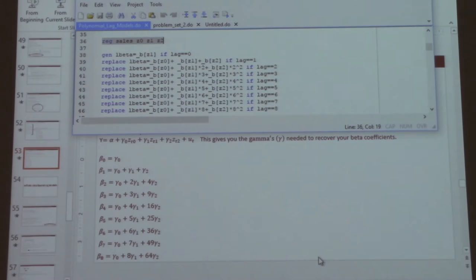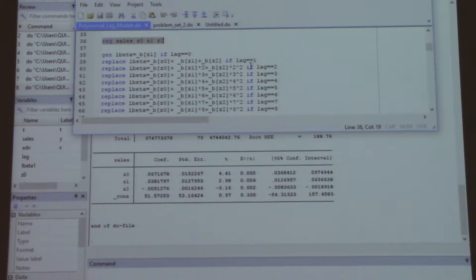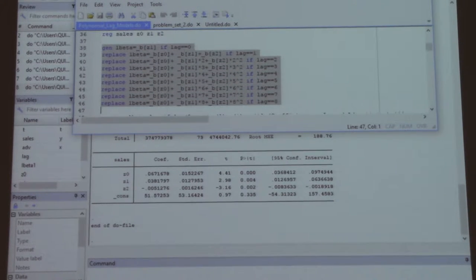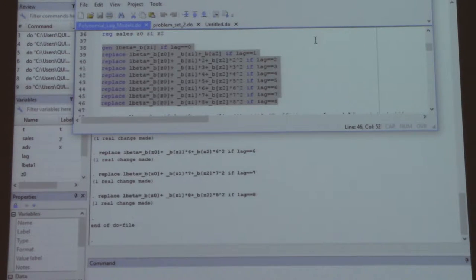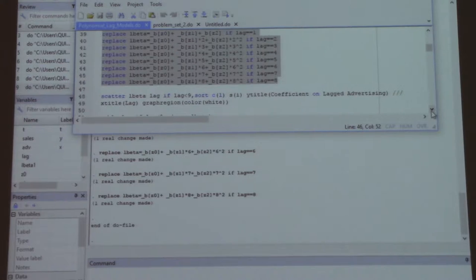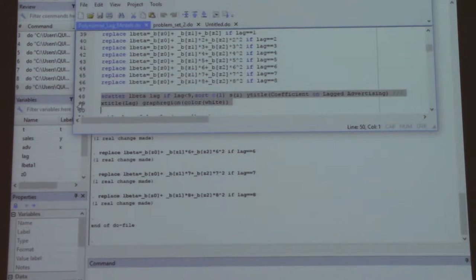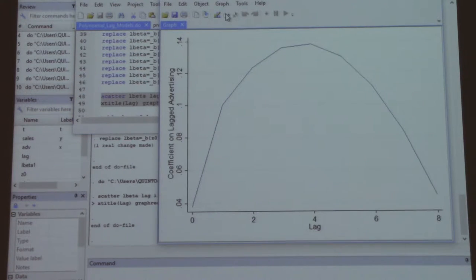All right, so let's do that. We're just going to pull out those suckers. Let's see. Done. Graph them. Guess what this is going to be. This is awesome. It really is. It's really cool.